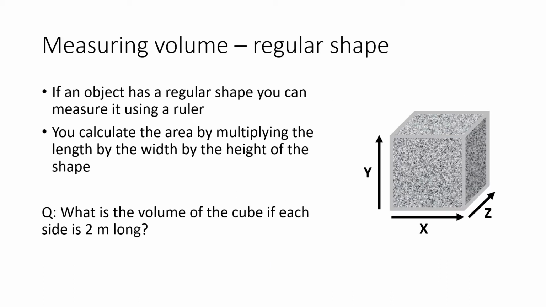In terms of measuring the volume of objects, if we have a regular object, for example a cube, we can simply do the length times the height times its depth. If, for example, the cube on the right hand side was 2 meters long, x, y, and z will all be 2 meters. So to work out the total volume, you would simply get 2 times 2 times 2, which would give us a total of 8 meters cubed.